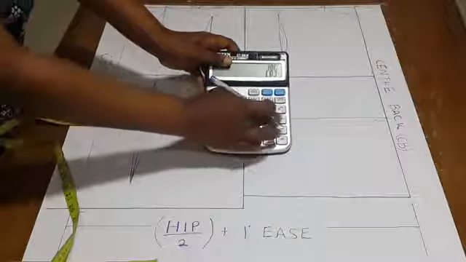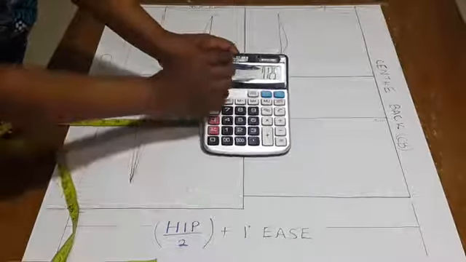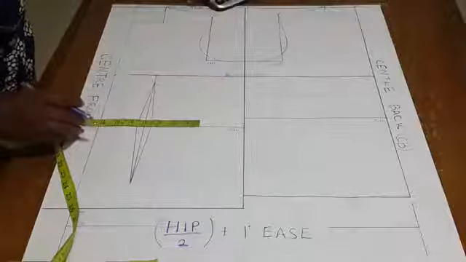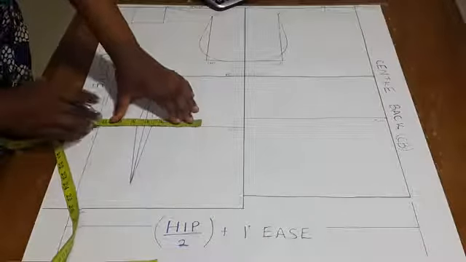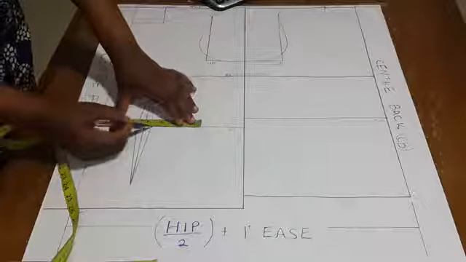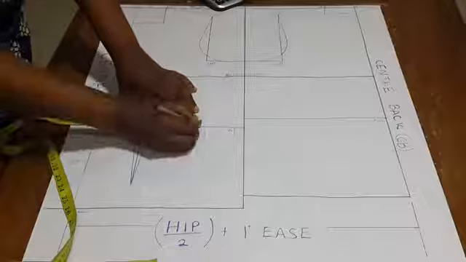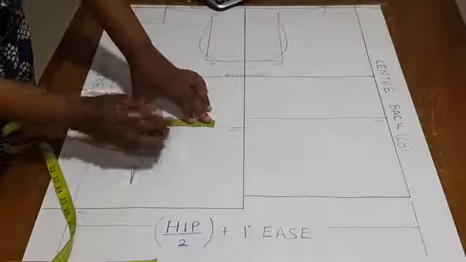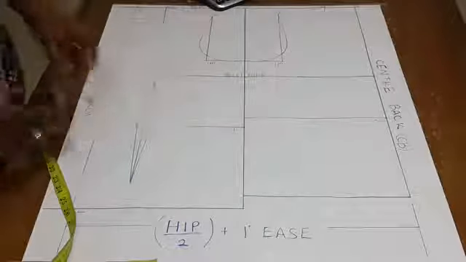28.5 divided by 4 gives me 7.125. I will be approximating that to 7.25. So this is my 7.25. Observe that I am taking it along with the dart. 7.25 I mark here. I now come and include the 1 inch dart that is part of the measurement. So that gives me that point.